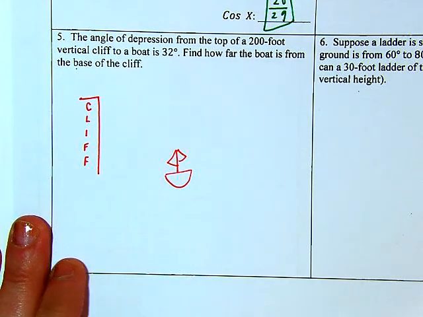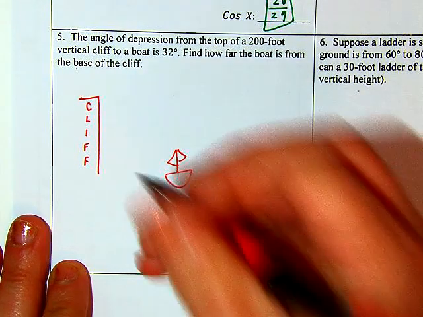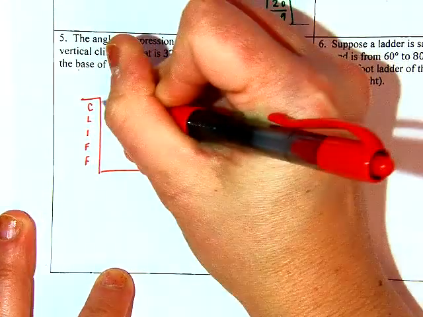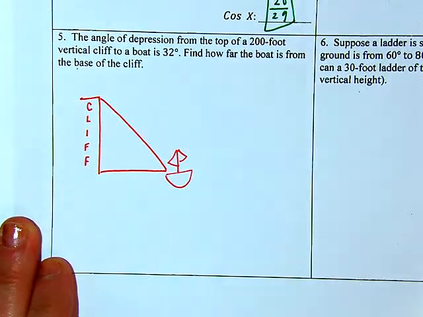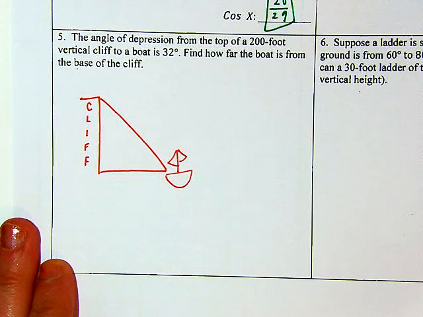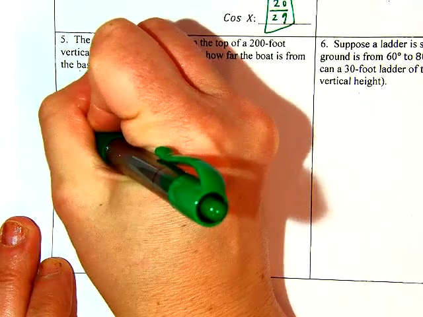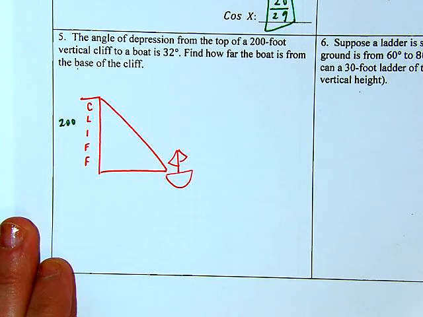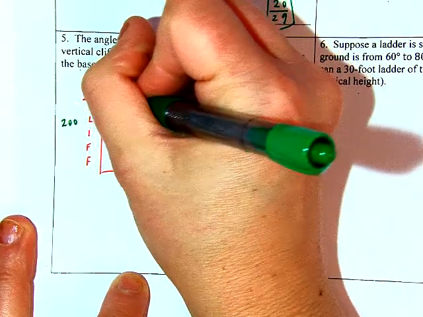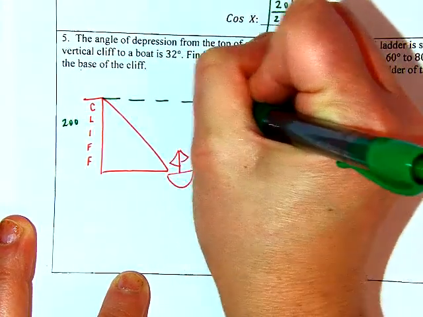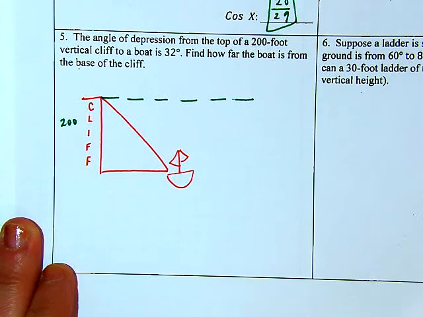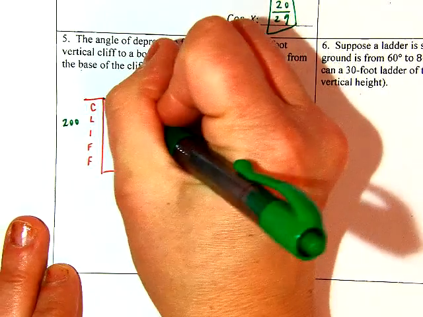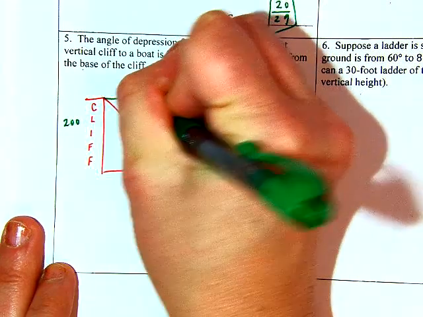So there we go. I know there's a right triangle in all of this, so let me sketch it out like so. And now I need to add in the details. So angle of depression from the top of a 200-foot vertical cliff. So angle of depression, I have to picture that horizontal pathway from the top of the cliff looking down towards the boat. So that angle of depression is 32 degrees right here.